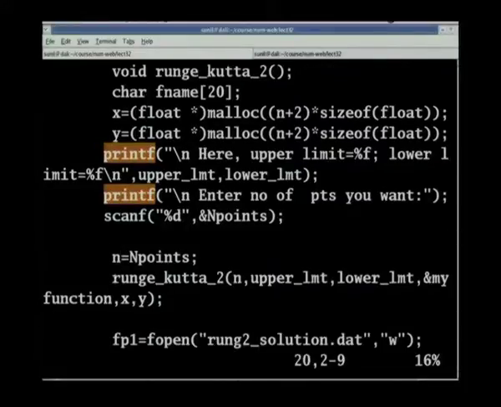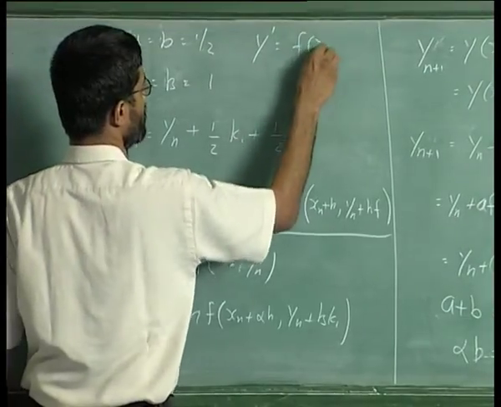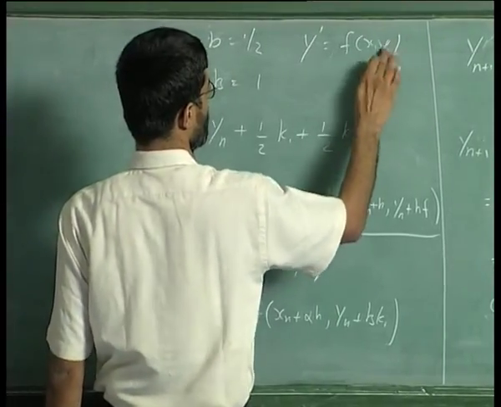Then we will call the function Runge Kutta 2, the second order Runge Kutta. To this function we will supply the number of points, the upper limit, the lower limit, and a pointer to a function called my function, because I need to tell the program what my right hand side is. I am going to solve an equation of the form y prime equal to f of x comma y, so I need to tell the program what this function is.